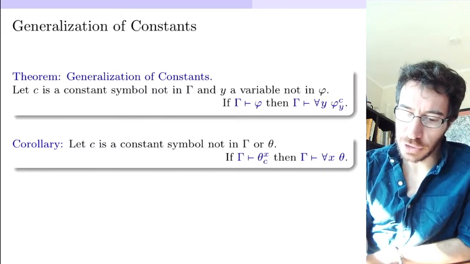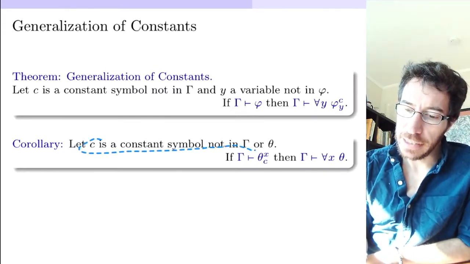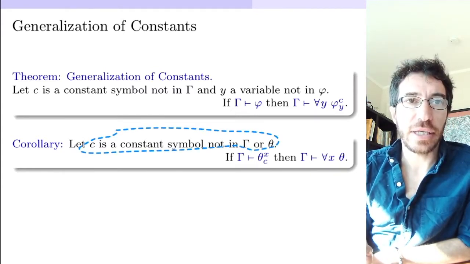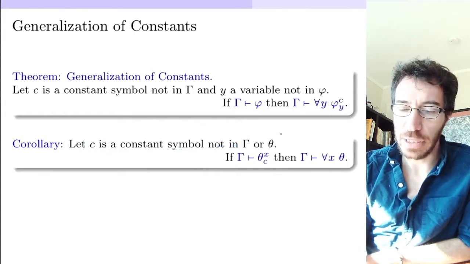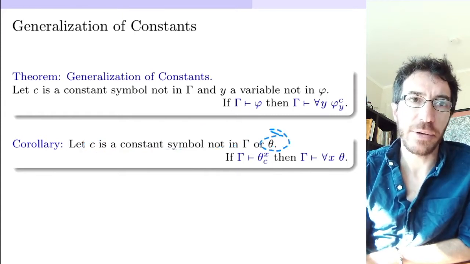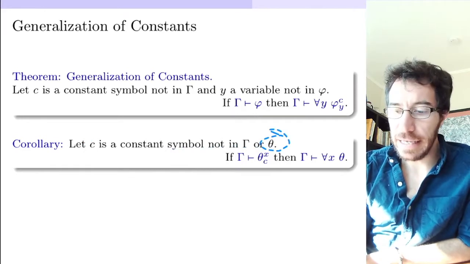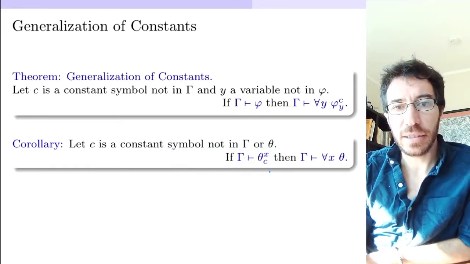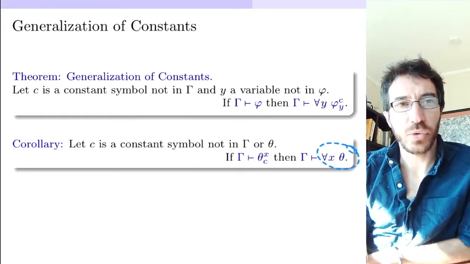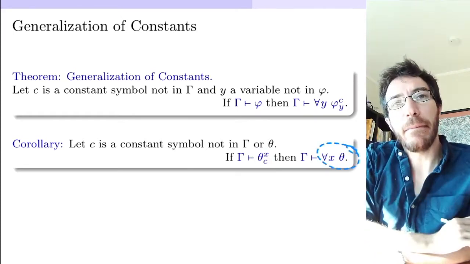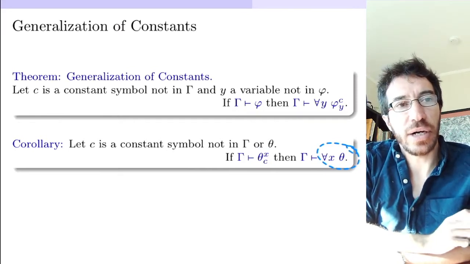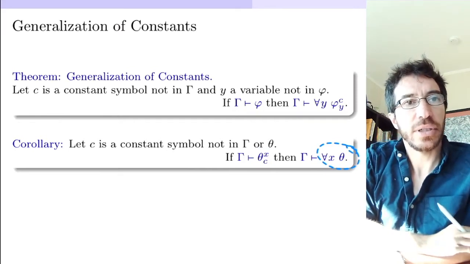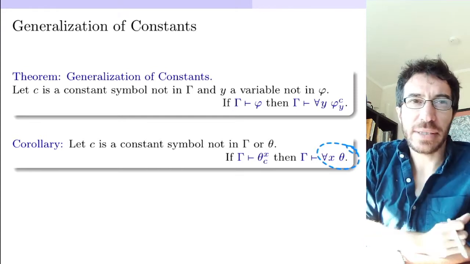If you have a constant c that shows up neither in theta nor in gamma, where theta is a sentence or formula, then if gamma proves theta where x is being replaced by c, then gamma proves for every x theta, without many assumptions, or any assumptions on x actually. So that's why it's a bit nicer than the other one.